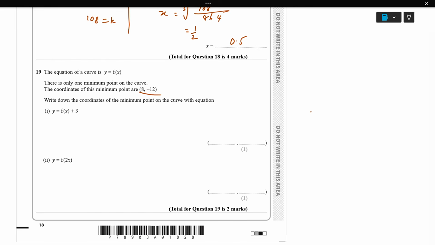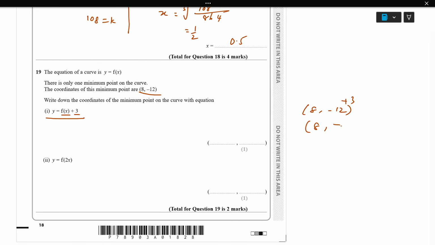Okay, the next question. The equation of a curve is y equal to f of x. There is only one minimum point of this curve. The coordinate of the minimum point is 8, minus 12. So minimum is 8, minus 12.